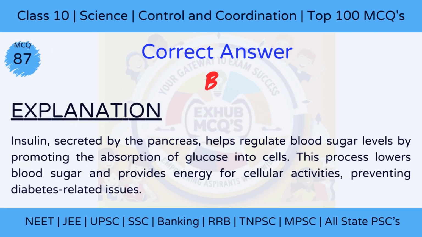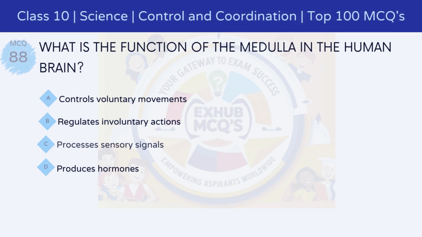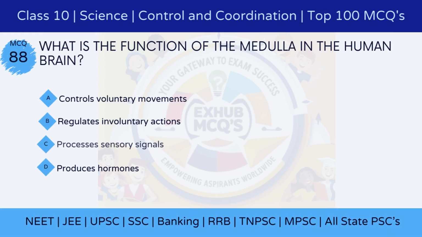The correct answer is option B, promotes glucose absorption. Explanation: insulin, secreted by the pancreas, helps regulate blood sugar levels by promoting the absorption of glucose into cells. This process lowers blood sugar and provides energy for cellular activities, preventing diabetes-related issues. MCQ 88. What is the function of the medulla in the human brain?